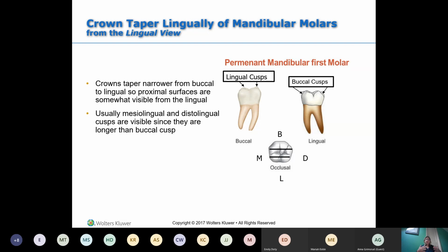So when you're looking at your cheek, think of the mandibular first molar in particular because it's easier. If you look at your cheek and you see those three cusps, so you've got your big mesial buccal, your big distal buccal, and your little bitty distal one. That surface area right there is wider than those two cusps on the inside, the two lingual cusps. So when you rotate the tooth around and you look from the lingual view, you're going to see a little bit of that buccal view sticking out.